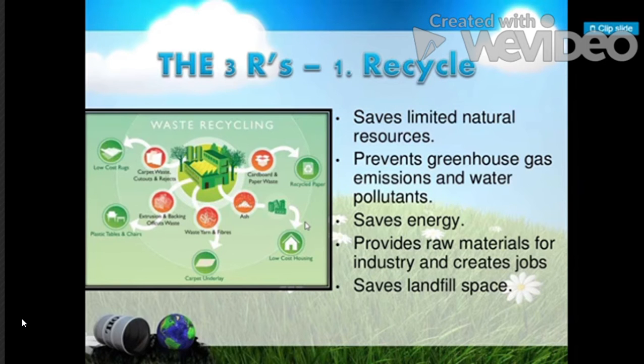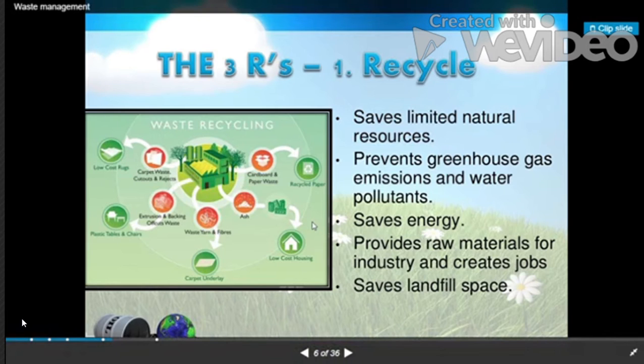There are three R's, and the first one is recycle. The effects of it are that it saves limited natural resources, prevents greenhouse gas emissions and water pollutants, saves energy, provides raw materials for industry and creates jobs, and saves landfill space. As you can see here, there are a lot of ways for us to recycle.